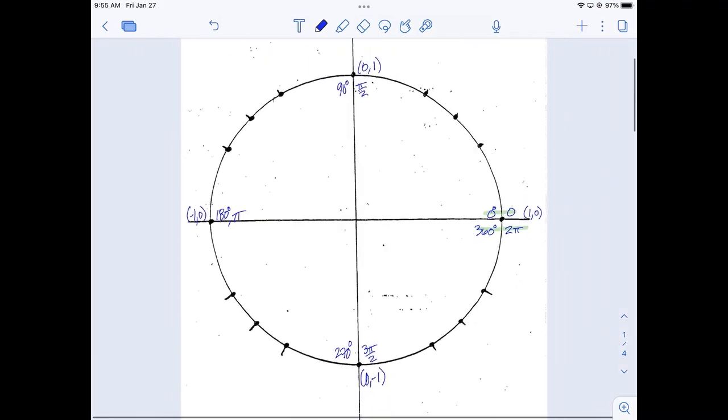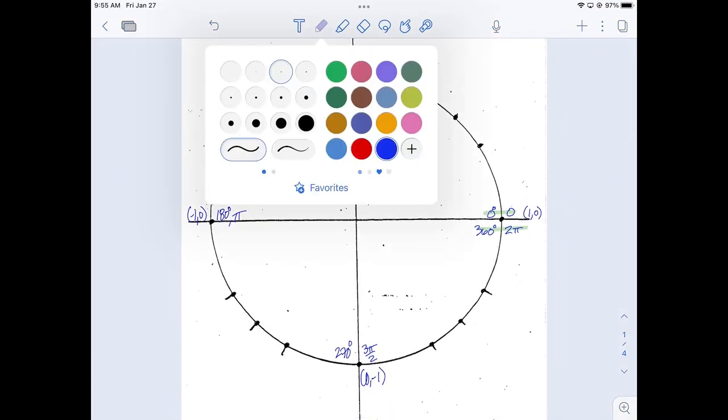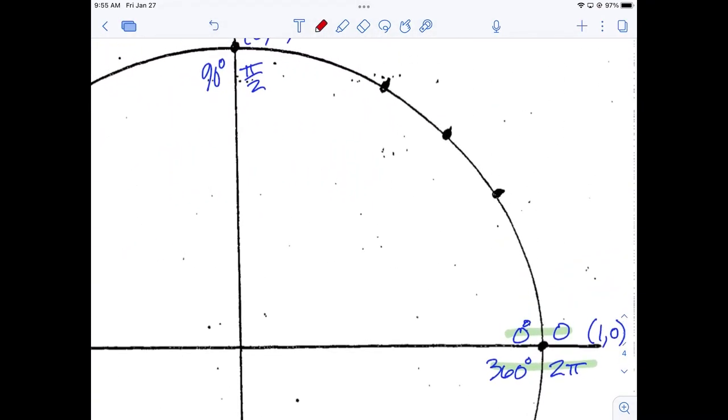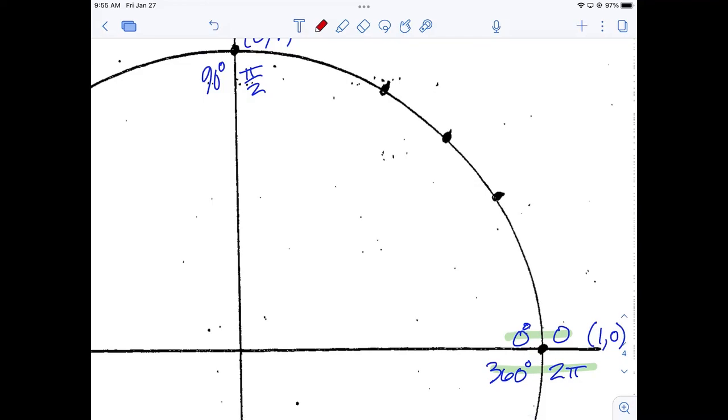Now that takes care of your quadrantal angles. Now let's go ahead and do the next set, which would be, for me, the 30-degree angle. So this is going to be, let's see, kind of be consistent.